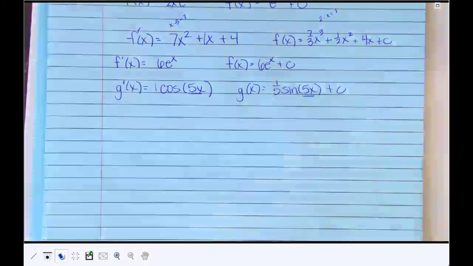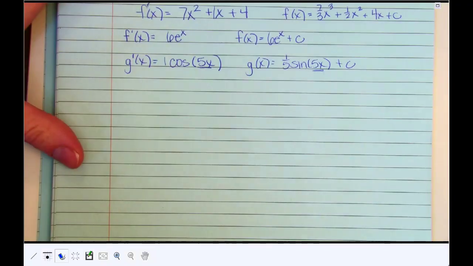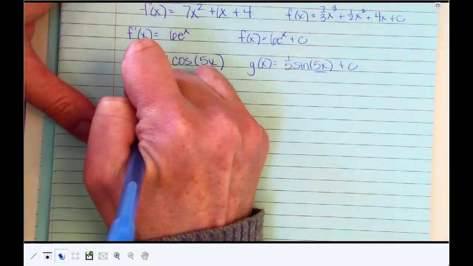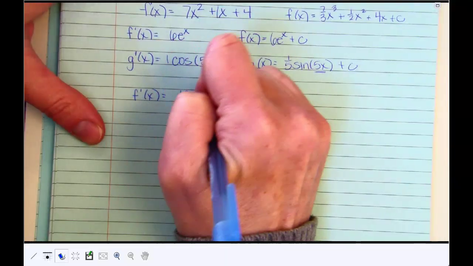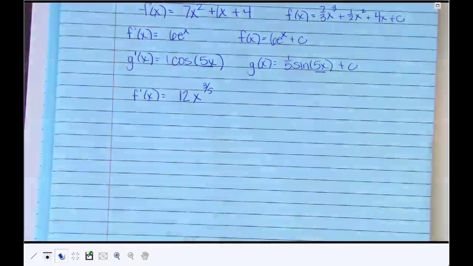Let's say you're working on something like this. Although you guys really did pretty good on this, so I don't really feel like I need to talk about this a lot more. 12x to the 3/5, please.